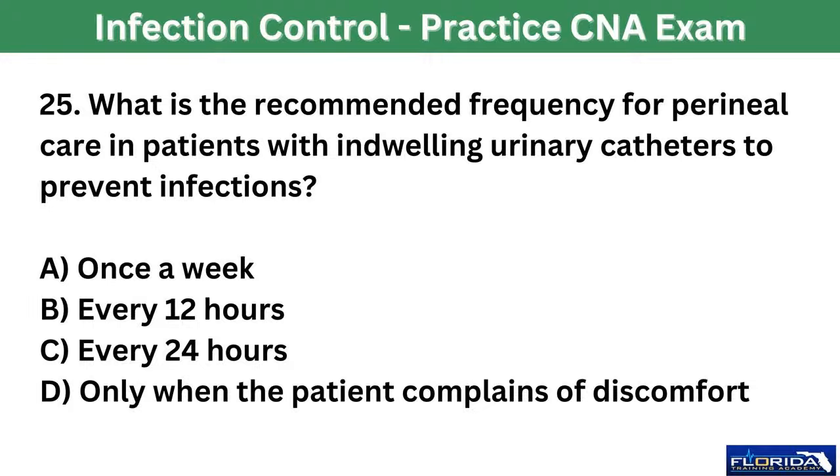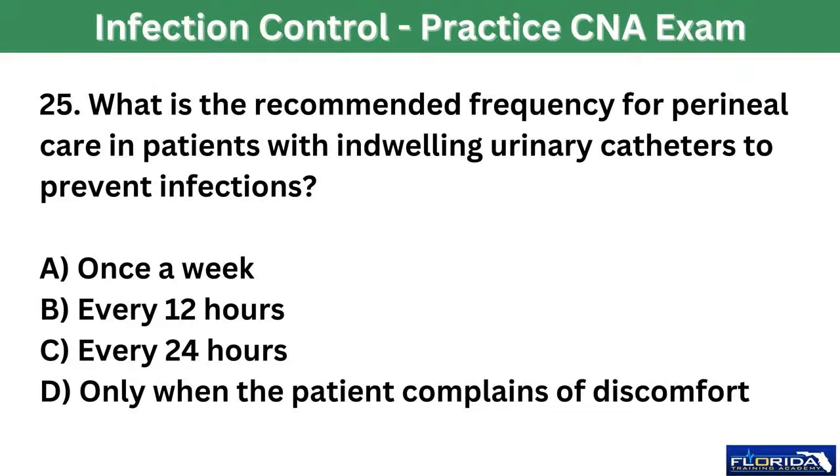Number 25. What is the recommended frequency for perineal care in patients with indwelling urinary catheters to prevent infections? A, once a week, B, every 12 hours, C, every 24 hours, or D, only when the patients complain of discomfort. How often do you provide care to their genitals if you're trying to prevent a catheter associated infection? Think of it that way.